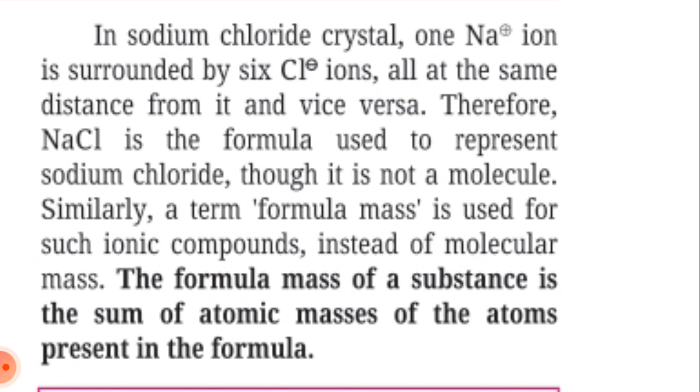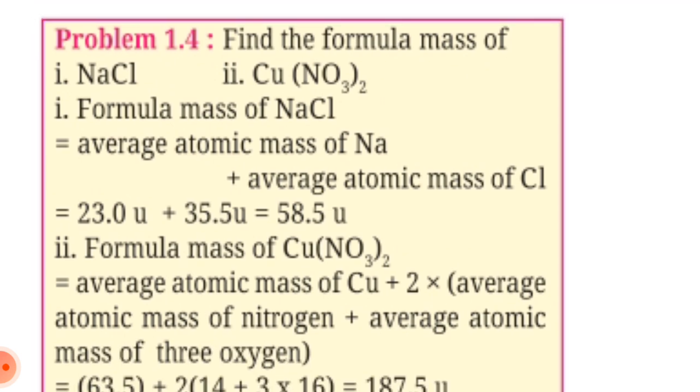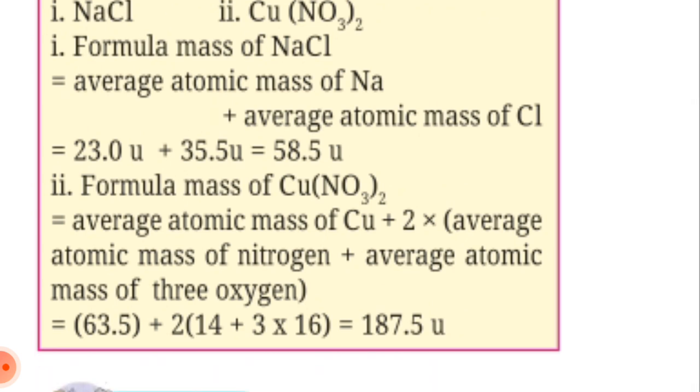Instead of molecular mass, the formula mass of a substance is the sum of the atomic masses of the atoms present in the formula. Find the formula masses of sodium chloride and copper nitrate. Formula mass of sodium chloride: average atomic mass of sodium plus average atomic mass of chlorine is 23.0 u + 35.5 u = 58.5 u.